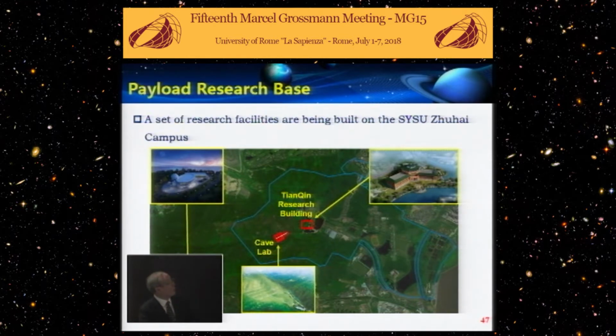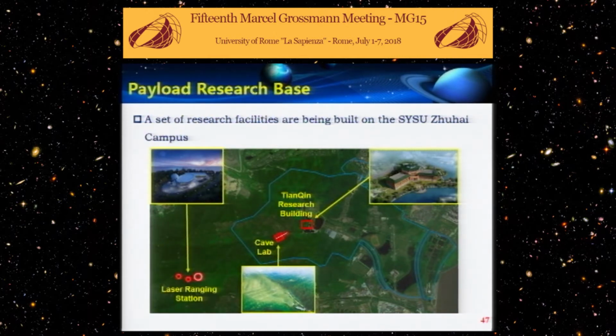This is our campus in Zhuhai, near Macau. Here is the building that will be used next year. This is for the payload research, and we also need a cave laboratory because it is very stable. And we also need a laser range station because our system will help us to form the satellite constellation.